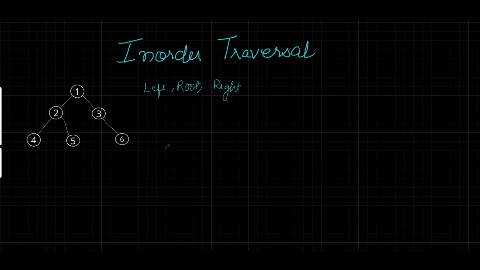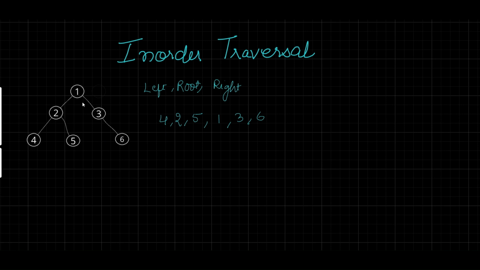So the in-order traversal of this tree will be 4, 2, 5. You can see right here the left node and then the root, because the root of 4 is 2, and then the right child, then 1, then 3, and then 6. So this is the in-order traversal of this binary tree.